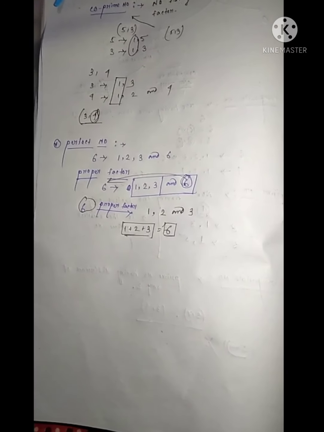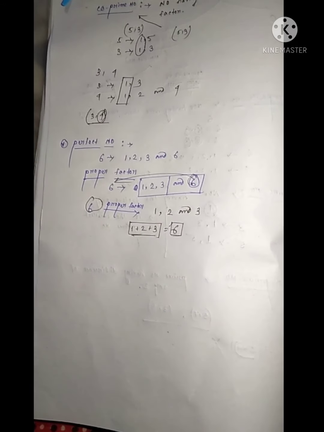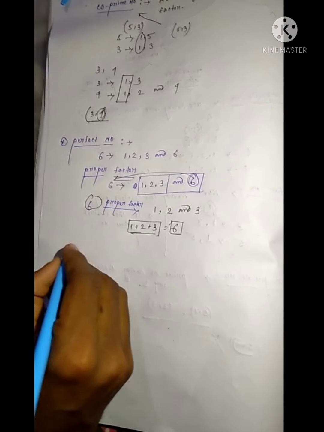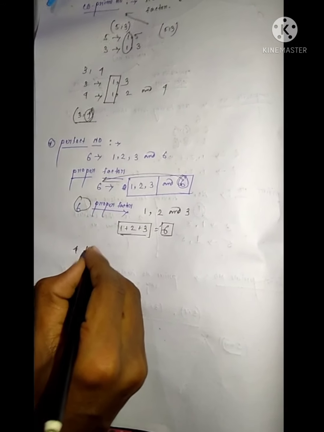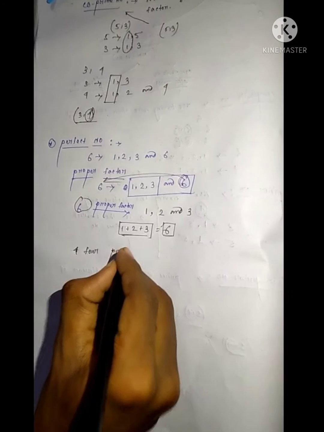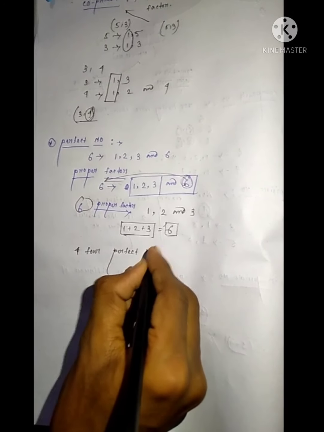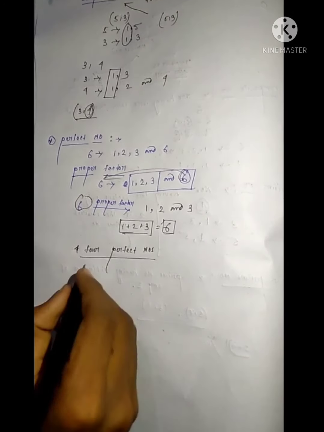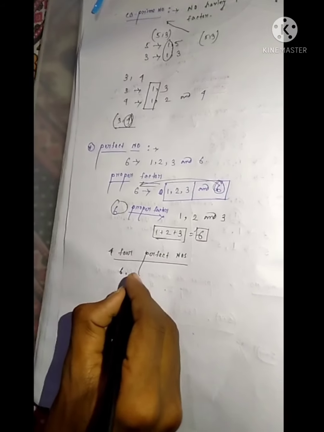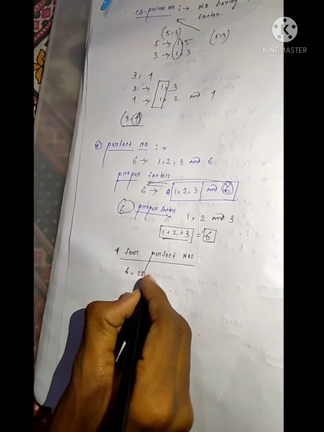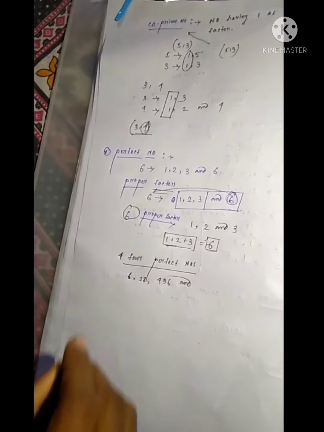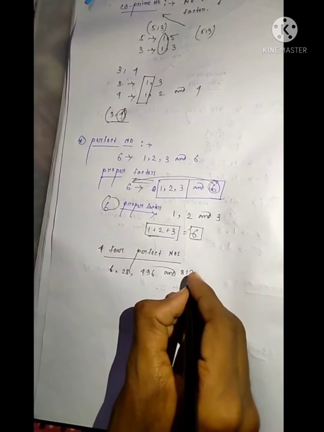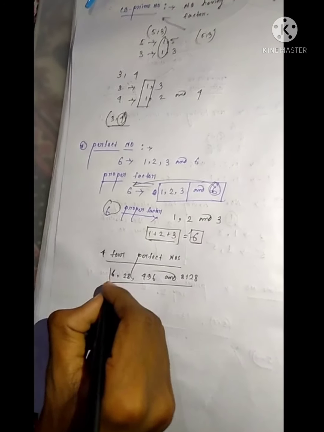For your knowledge, there are only 4 perfect numbers which exist, and they are 6, 28, 496 and 8128. This is very important.